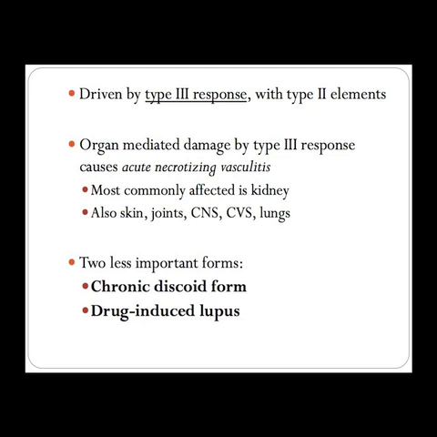Two less important forms of lupus are the chronic discoid form, associated with cutaneous lesions that mimic SLE, and drug-induced lupus, which is associated with hydralazine, procainamide, isoniazid, and penicillamine. This may be severe enough to cause multi-organ involvement, but commonly remits after removal of the offending agent. So that completes part A of this third podcast in the Immunology series.